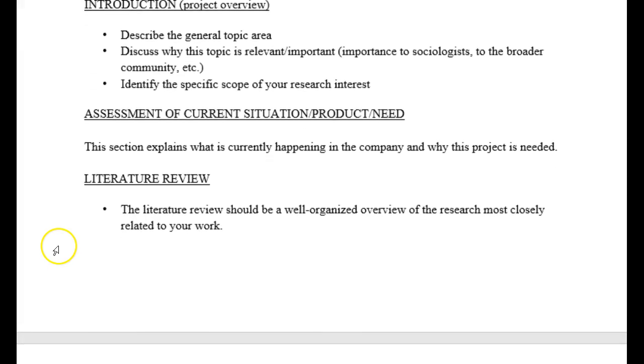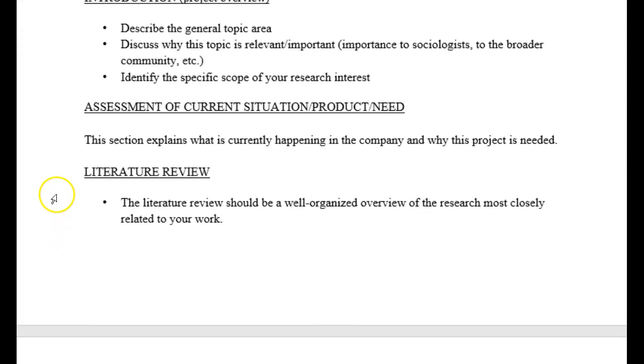The second part is the literature review. Now this should be the biggest section of your paper, your write-up. It should be where you tell us about all the research you did in the library. Tell us about all the cool articles you found that really relate to your topic. Tell us why it's important, why this information is important to your project.